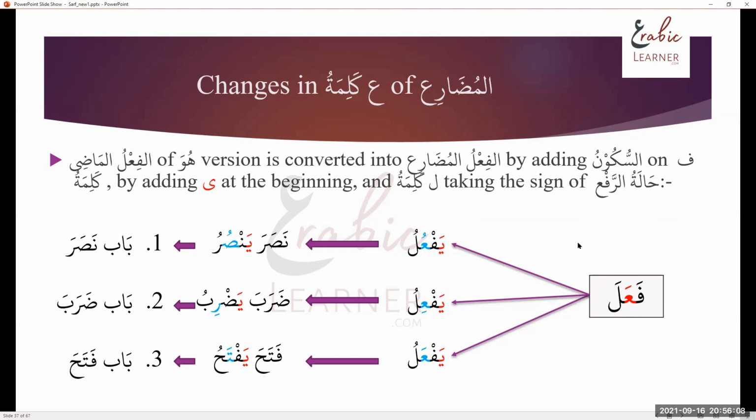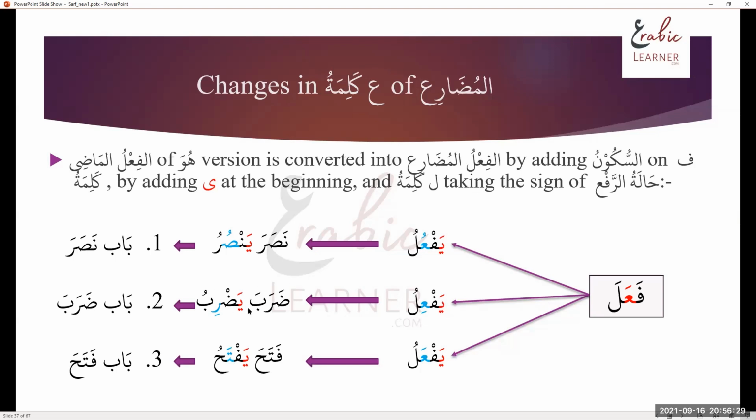No, that is wrong. Yadrabu will not come. This will be in it. So you have to identify which words will go into which family. Okay? You will identify. I will show you the techniques, which word will go. So it will never be yadrubu, as you are saying. It will be yadribu, it will never be there.